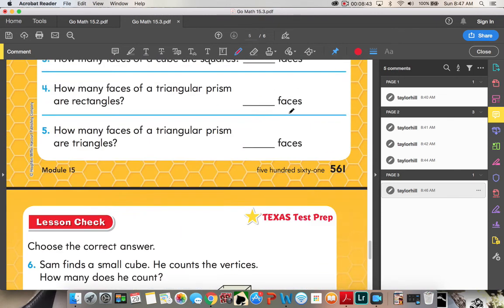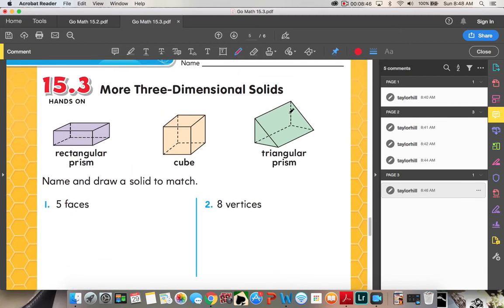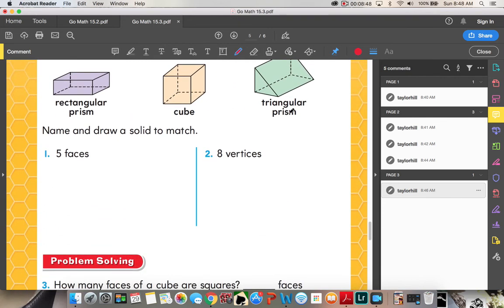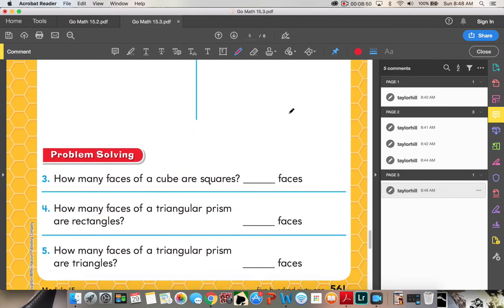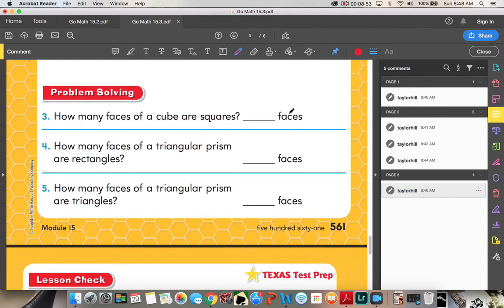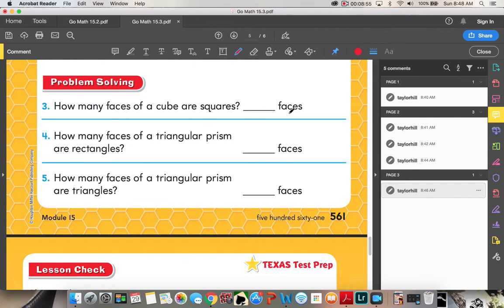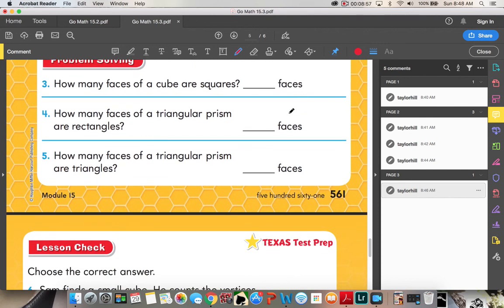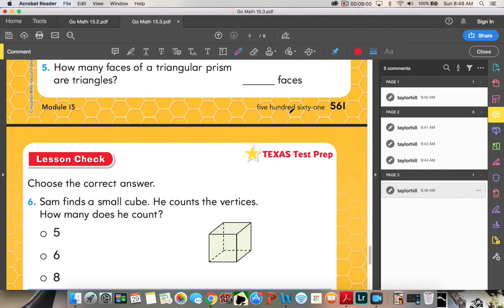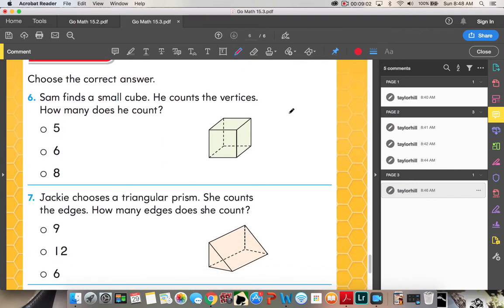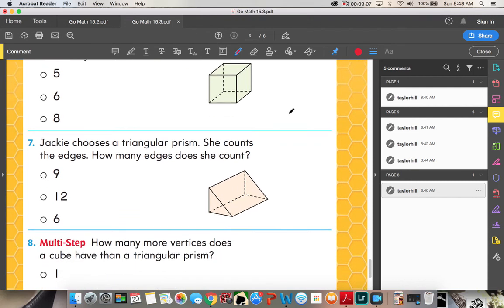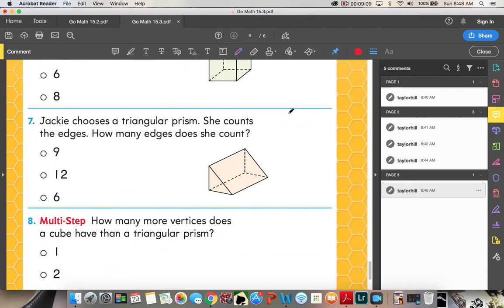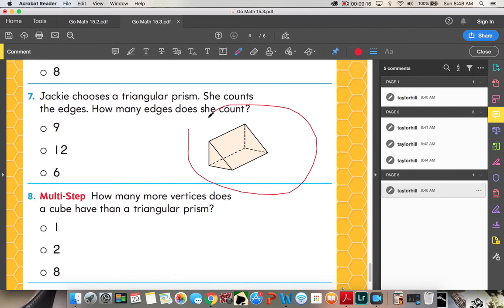All right, so name and draw a solid to match. So which one has 5 faces and 8 vertices? How many faces of a cube are squares? How many faces of a triangular prism are rectangles? And how many faces of a triangular prism are triangles? Okay, number 6, Sam finds a small cube. He counts the vertices, which are the corners. How many does he count? Number 7, Jackie chooses a triangular prism. She counts the edges. So the edges are the lines at which the faces meet. So how many edges does she count on this shape?